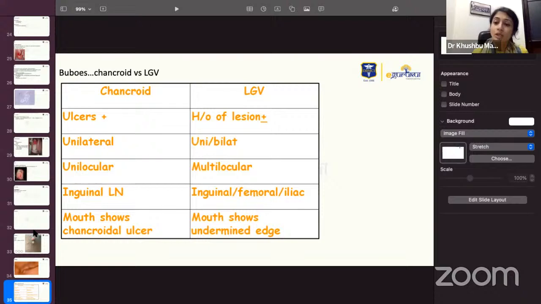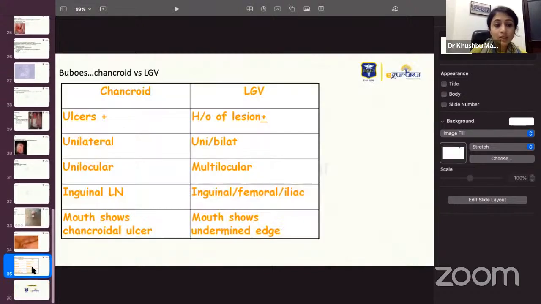Remember these 3 U's, and most of it is done. LGV, usually you see an undermined margin, which is not there in chancroid, but that's not really important for you. Remember these 3 U's and involvement of what kind of lymph nodes, right? So this is in brief about how do you approach a case of STD.